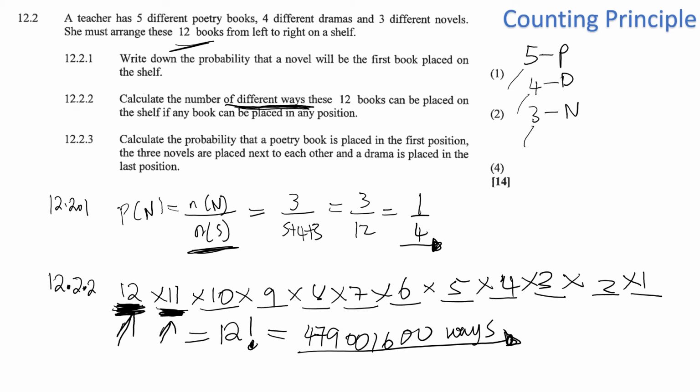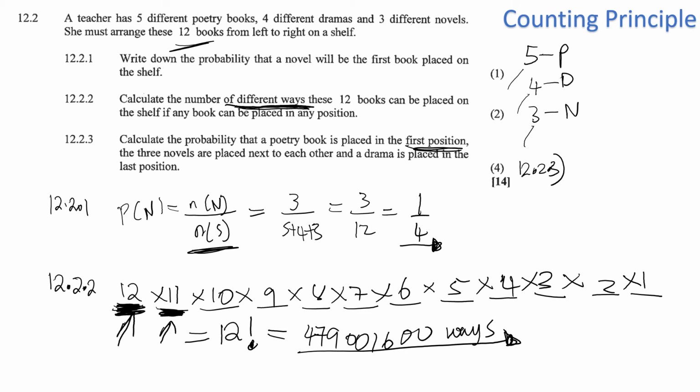All right, let's move to 12.2.3. It says calculate the probability that a poetry book is placed in the first position. Now they are starting to give you a restriction, right? Calculate the probability that a poetry book is placed in the first position.